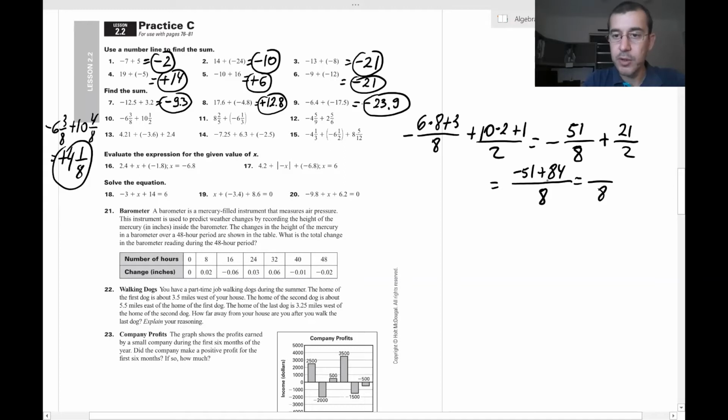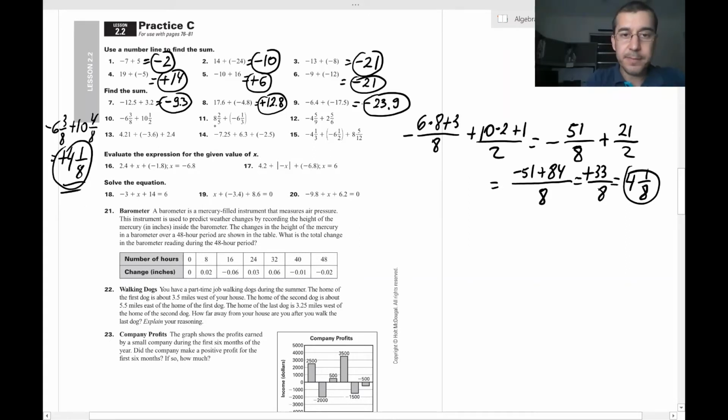So which one is larger? 84 is larger, so this will be plus, and then 84 minus 51 is 33, or that is 4 wholes, because 4 times 8 is 32, and there is 1 left, so 1 over 8. That's the same as what we got here. So both ways are correct. You can use either one.